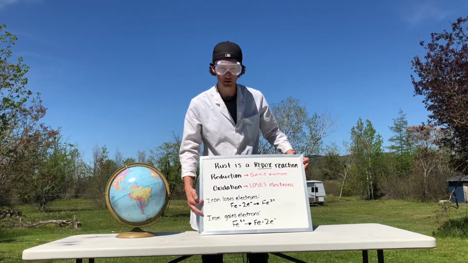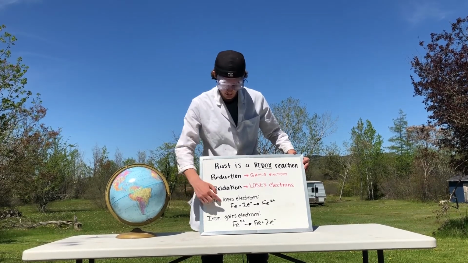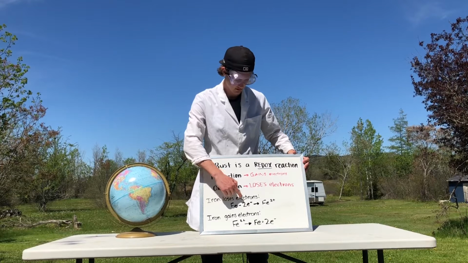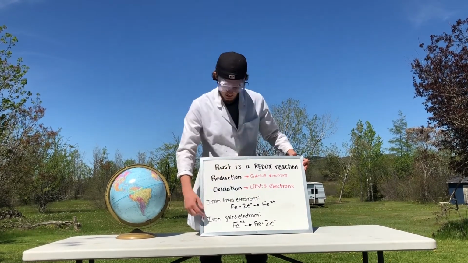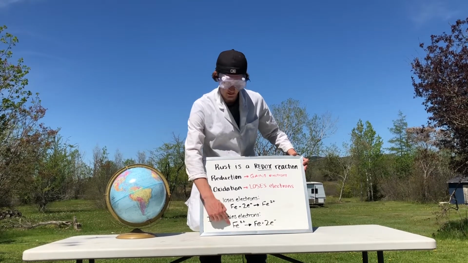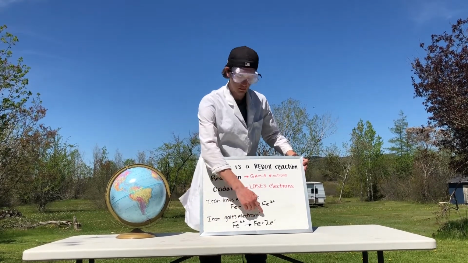So we have two examples using iron. Iron loses electrons. We have Fe minus 2e-, which is electrons. You end up with a positive charge because you're getting rid of the negatively charged electrons. And then iron gains electrons. We have Fe2+ plus 2 electrons gives Fe.